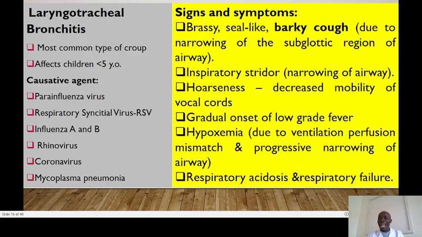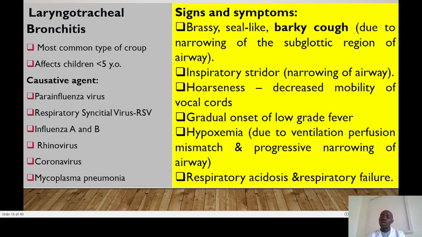The next condition, guys, is laryngotracheobronchitis, which affects the larynx, the trachea, and the bronchi. Right? It's the more common type of croup disease. Okay, and it affects children who are younger than five years. Right, younger than 5 years.